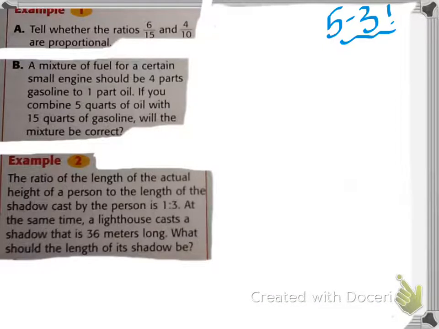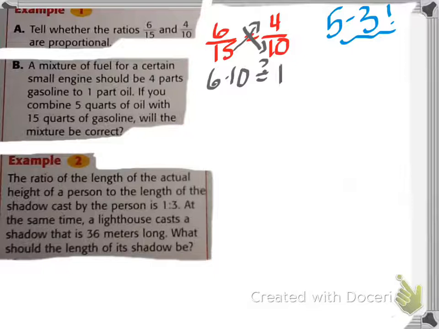Okay, here's 5.3. These are some of the examples that we've been working on. Tell whether the ratios 6/15 and 4/10 are proportional. In order to check, we practiced a couple different ways, but the super cool way, if you remember it, is to cross multiply. So 6 times 10, does that equal 15 times 4? 6 times 10 is 60, and 15 times 4 is 60. Yes, they are proportional. The answer is yes.